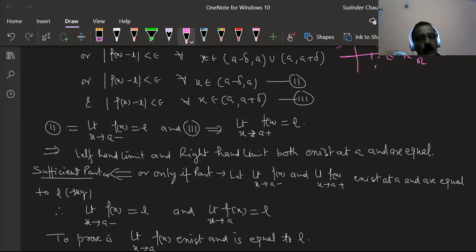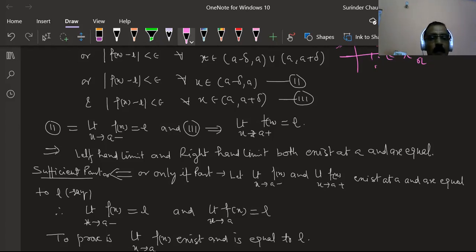If the left limit of a function at a point exists and equals L, then the left limit in the neighborhood of that point will be equal to L, and the right limit will also be equal to L. So the left-hand limit and right-hand limit both exist at a and are equal to L. It means that if the limit of a function at a point exists finitely, then the left limit at the point exists and has the same value, and the right limit at the point will have the same value.